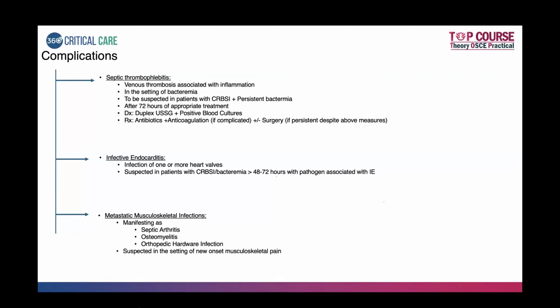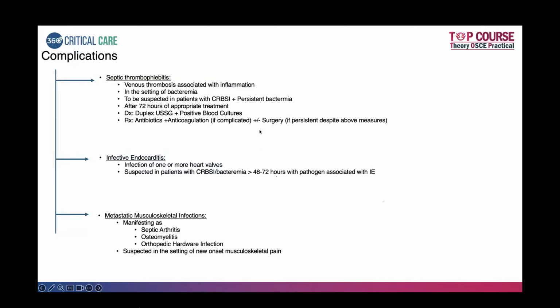Then infective endocarditis, where there can be infection of one or more heart valves, suspected in patients with CRBSI or bacteremia for more than 48 to 72 hours with a pathogen associated with IE. And the most concerning one is the metastatic musculoskeletal infections manifesting as septic arthritis, osteomyelitis, or orthopedic hardware infections. So it is suspected in the setting of new onset musculoskeletal pain, but many a time in patients who develop new onset fever in the ICU and have a catheter related infection, it is very, very important to look for these three complications.